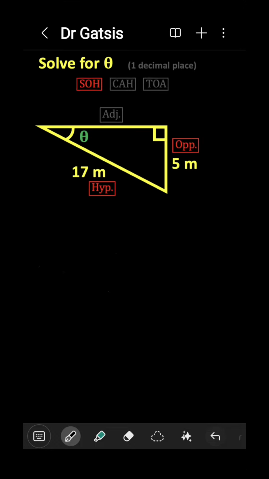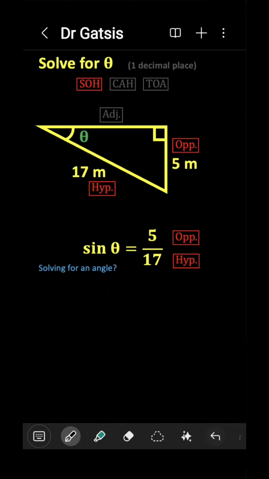Using the sohcahtoa acronym, we can see that sine is the most appropriate ratio to use since we have the opposite and the hypotenuse. Let's write down sine of theta. Using that fraction, we would have 5/17. In contrast to the previous examples, we are now solving for an angle.